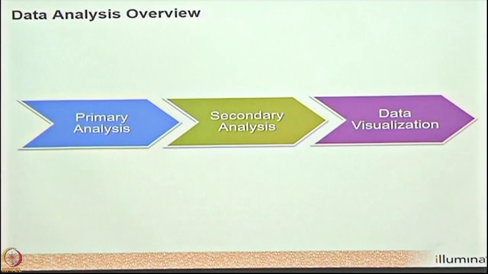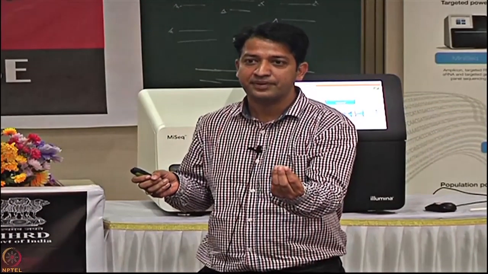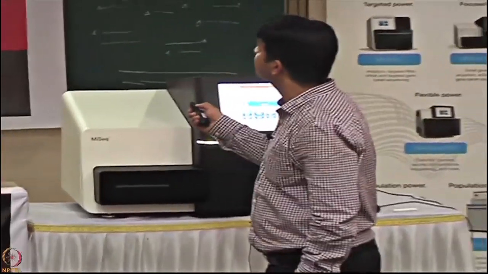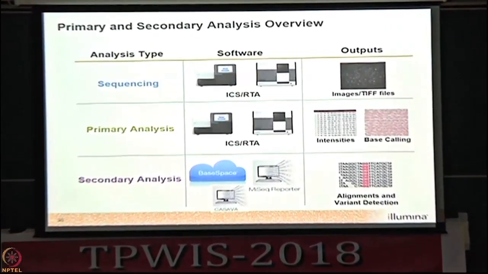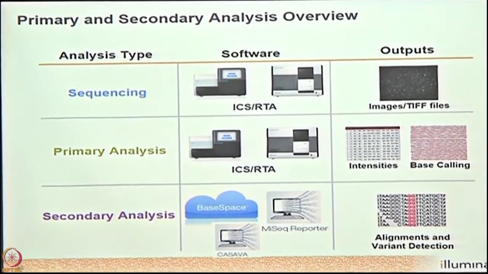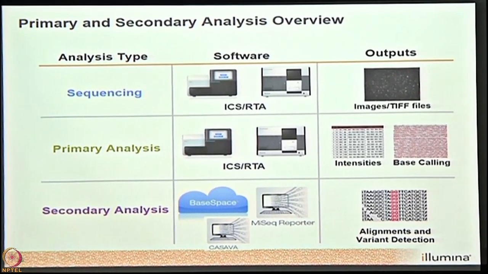First one is the primary analysis. During primary analysis, all the bases are tagged with a fluorophore. Initially the camera will record the signals; it will be colored, red, green, yellow, but these are all your base calls. There is a software called real-time analysis software. Once your bases are added, those are detected in real time. So once we are done with cycle one, you will get all the base calls file.